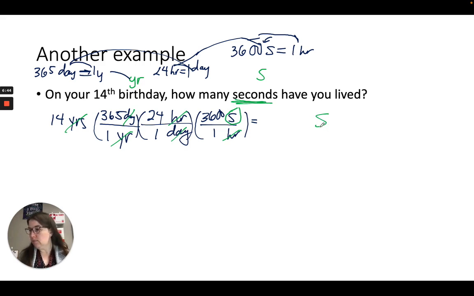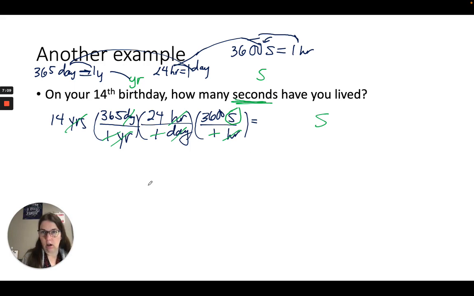And now I'm going to use my calculator, and all of these numbers are on the numerator, so I'm just going to multiply everything. You can ignore ones, because remember, anything that's multiplied or divided by 1 is just itself. On my calculator, I will write 14 times 365 times 24 times 3,600 equals, okay, wow, that's a big number.